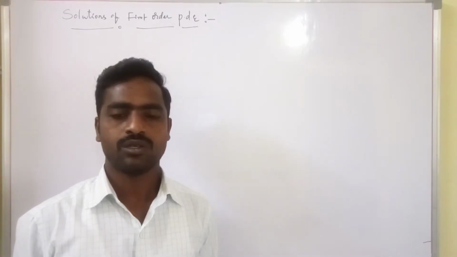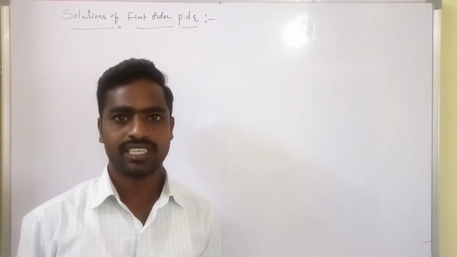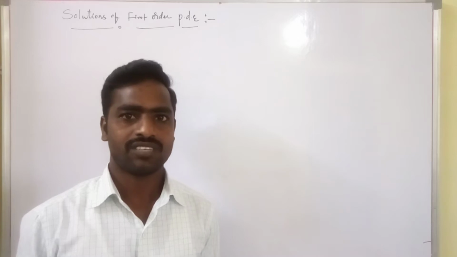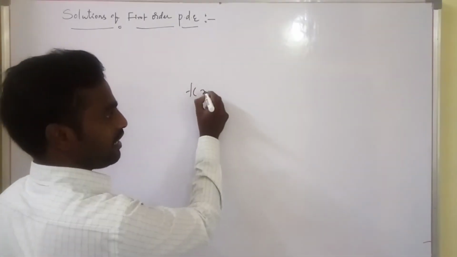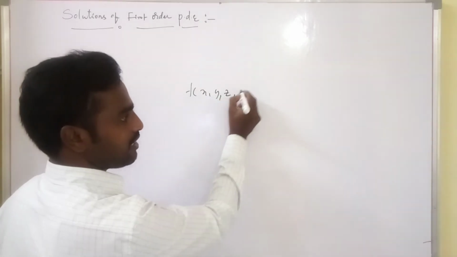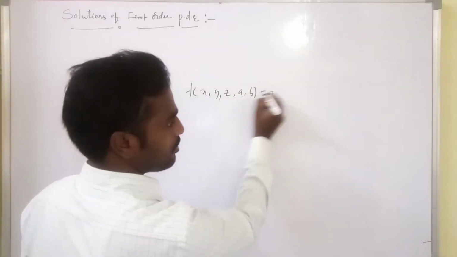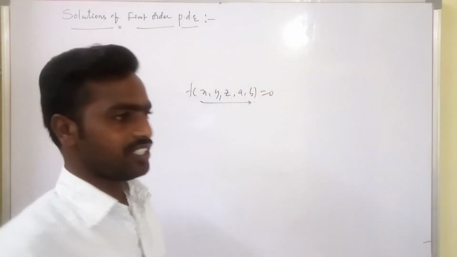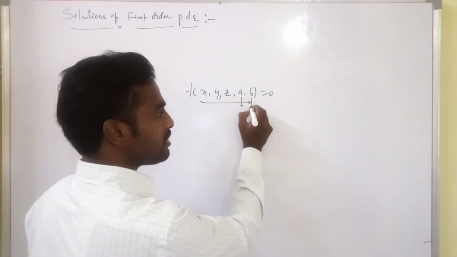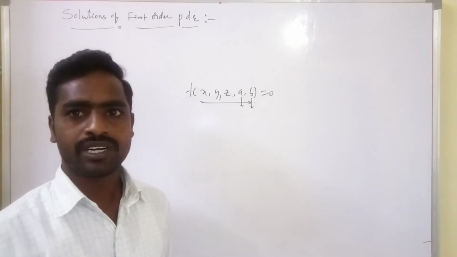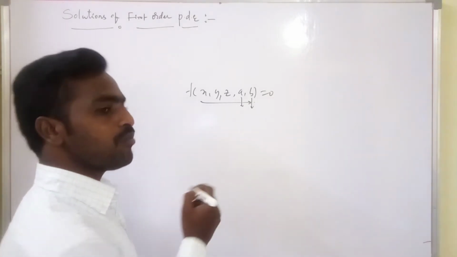Our topic is the solution of first order partial differential equations. So what is a partial differential equation? First of all, suppose f(x, y, z, a, b) = 0 is a surface equation. In this surface, if we eliminate the two arbitrary constants, we get the partial differential equation.